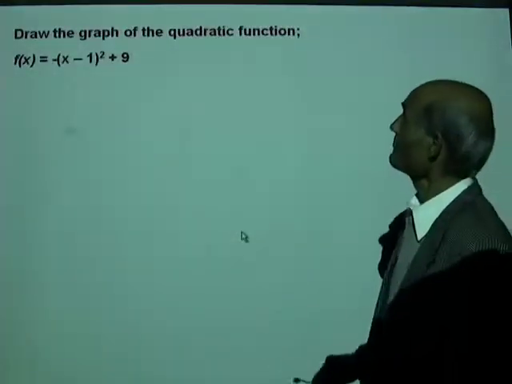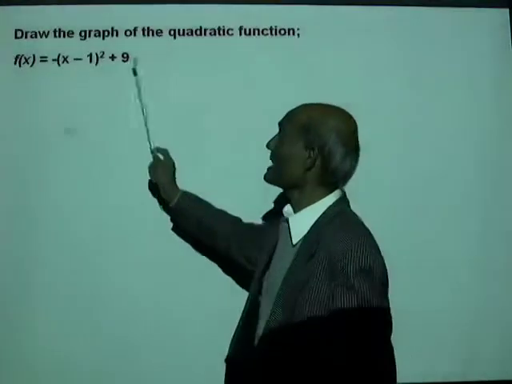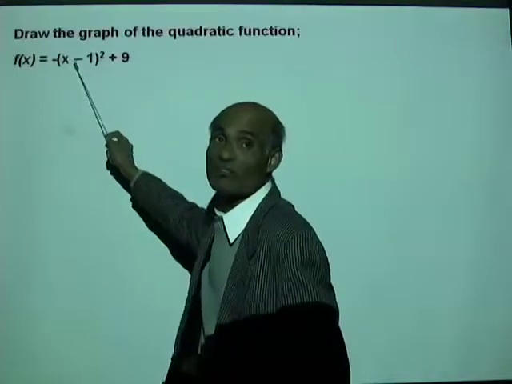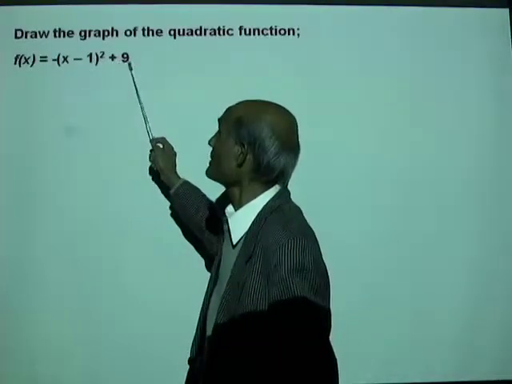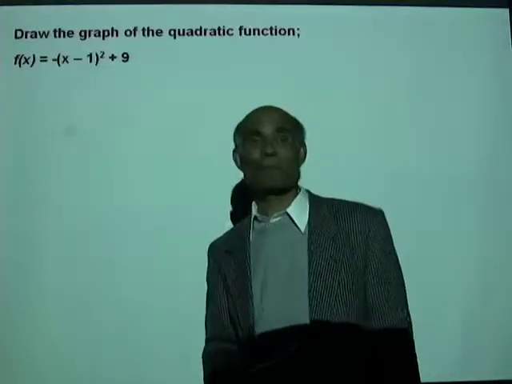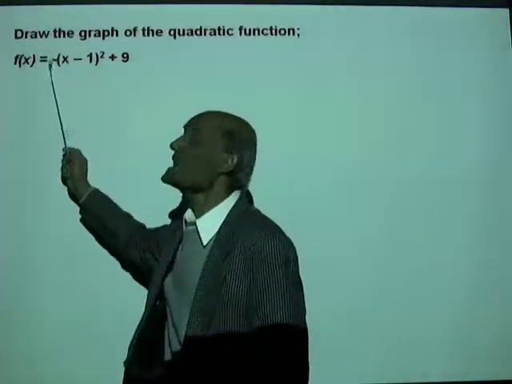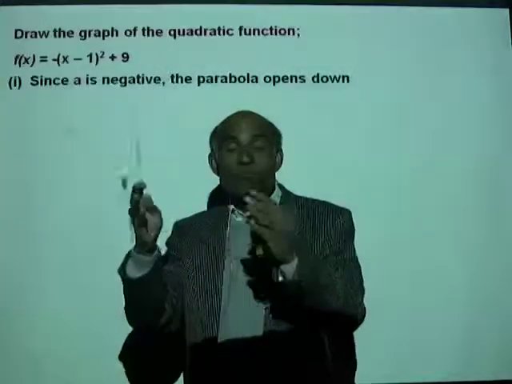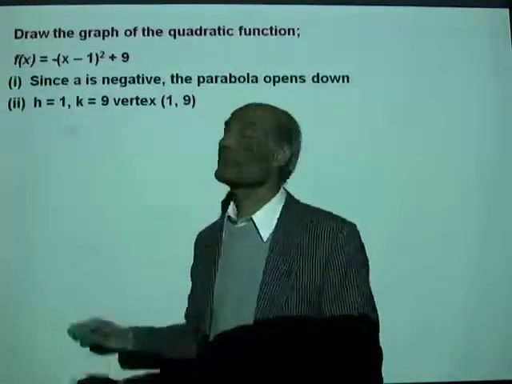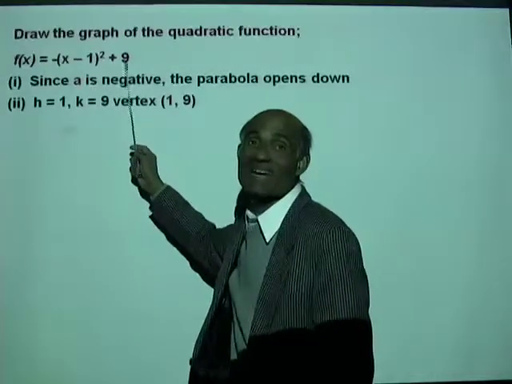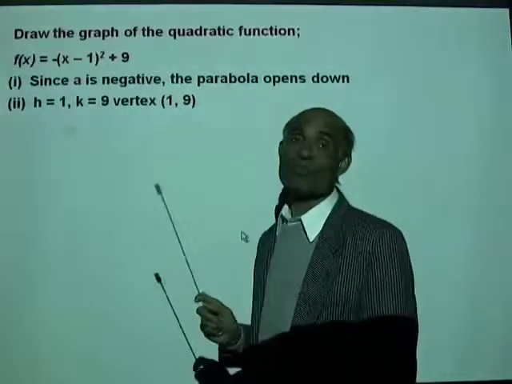Okay, another one. Draw the graph of the quadratic function f of x equal to negative (x minus 1) all squared plus 9. Tell me the first information. A is negative, therefore the parabola opens down. The vertex is h equal to 1, k equal to 9, it is (1, 9).